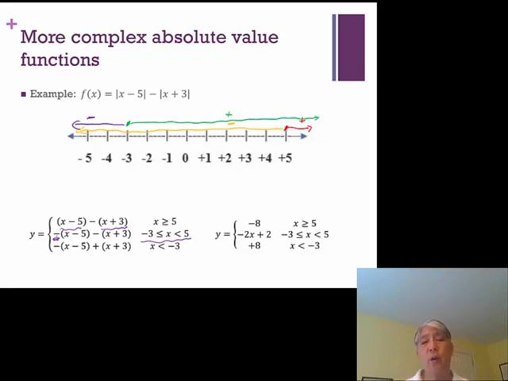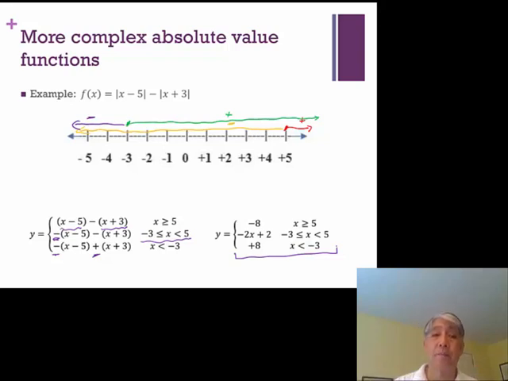Less than minus 3, they're both going to be negative. So I make a minus sign here and I change the sign here from minus to plus. Simplifying all of this, I end up with this set of functions. Okay? So that's how we can graph something more complex. We still have to treat each absolute value as, is this going to be plus or minus? Is the other one going to be plus or minus? Is there an overlap region?